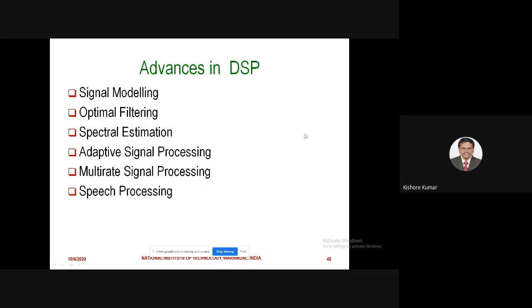Okay, now we will go for the advances in DSP. Number one is signal modeling. Signal modeling means signal compression: without reducing the bandwidth, I need to transmit the signal effectively. That is signal modeling. Then we have optimal filtering.